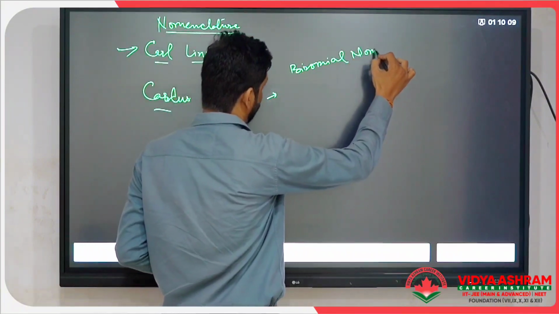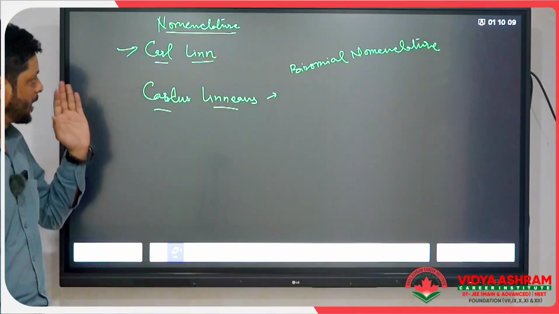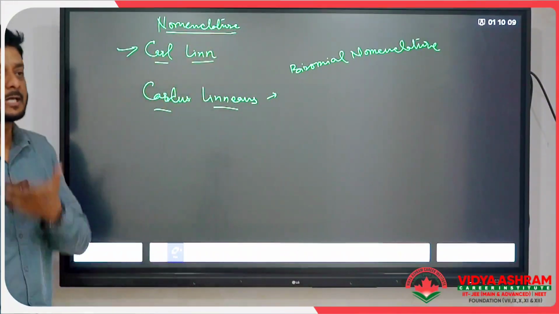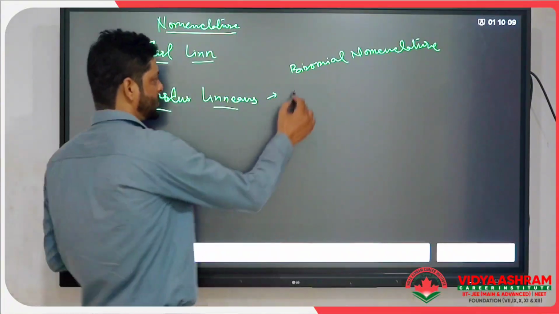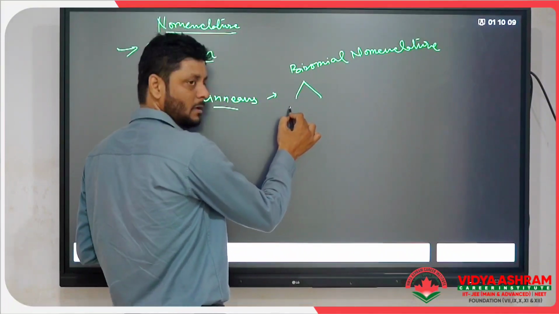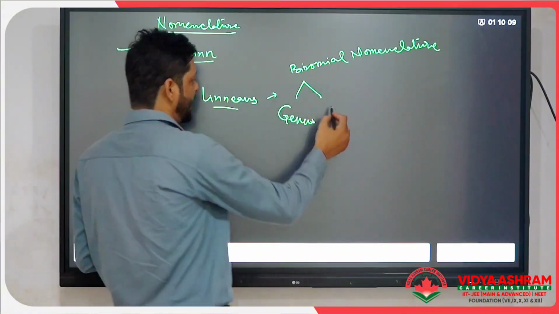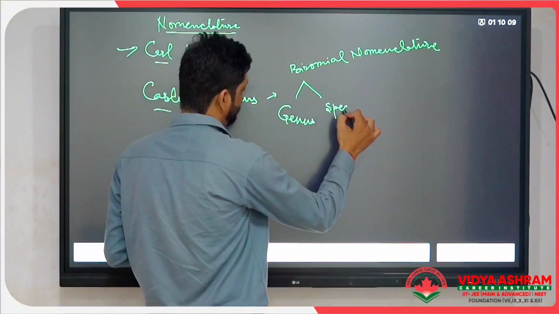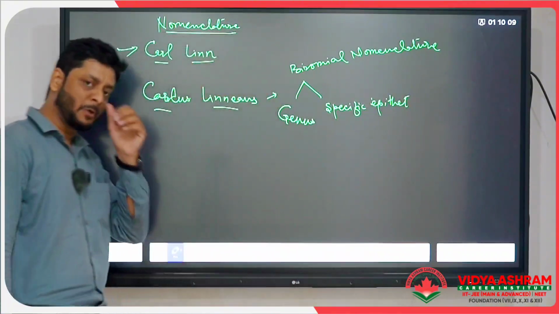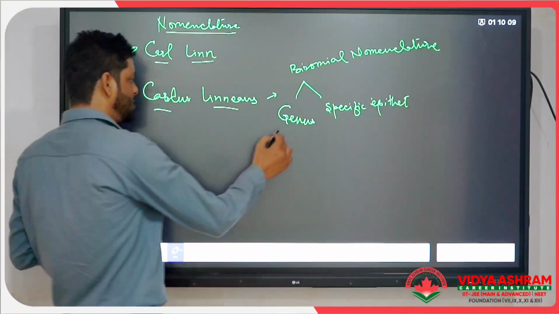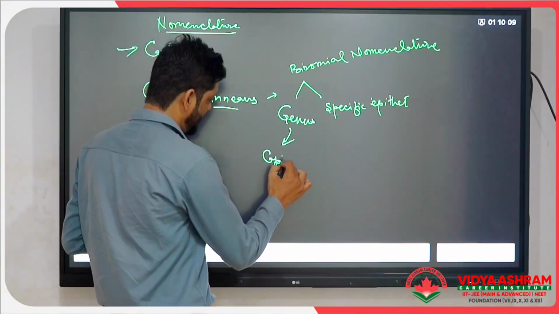Binomial nomenclature. What is the binomial nomenclature? According to the binomial nomenclature, every living organism must be given two names. The first name describes its genus, and the second name describes its specific epithet. That is very important. The genus is represented by a capital letter.